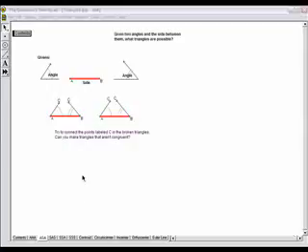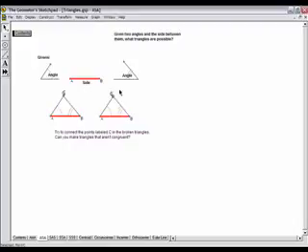Now here's an example of ASA. We have a given angle, side, and angle, and the point of this sketch is to show that with those indicated measurements, there's only one possible way we can put together a triangle, and ASA is in fact a triangle congruence. There's only one way you can do it. The same could be said for AAS.